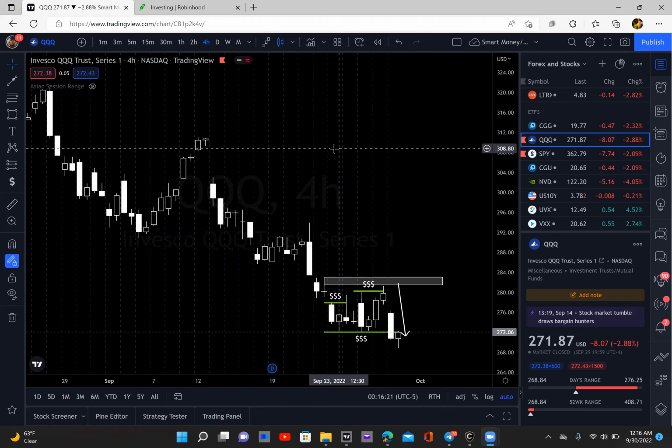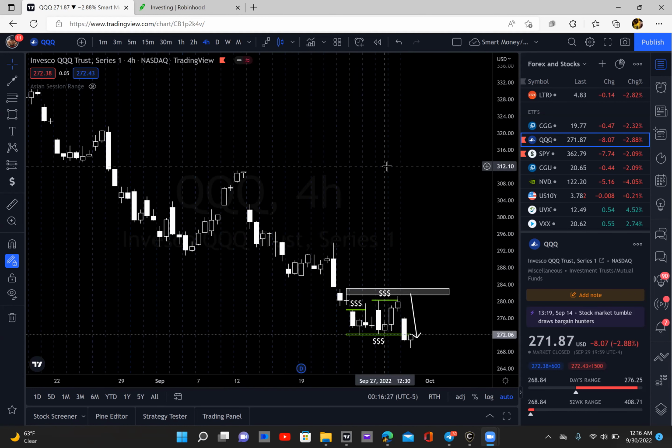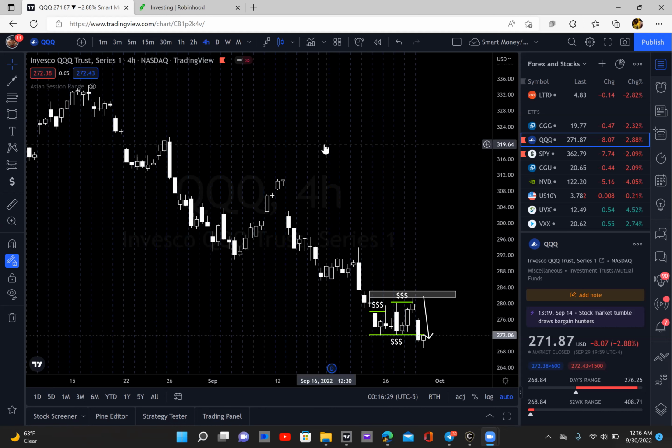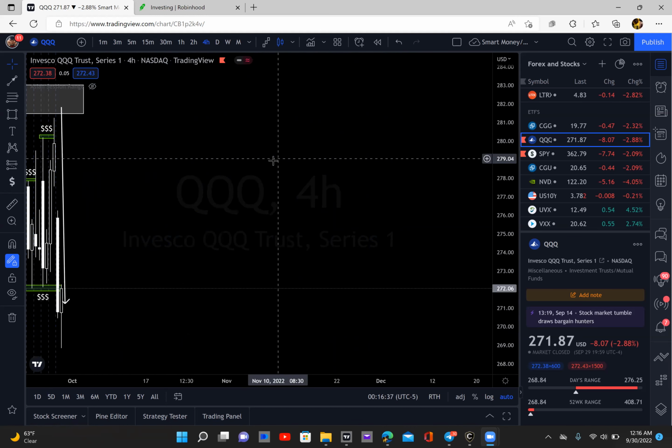The first thing I'll do, this is triple Q, also known as Invesco. The first thing I do is go to the 4-hour chart, and on that 4-hour chart, I look for market structure. For those of you that don't know what market structure is, let me show you right quick.